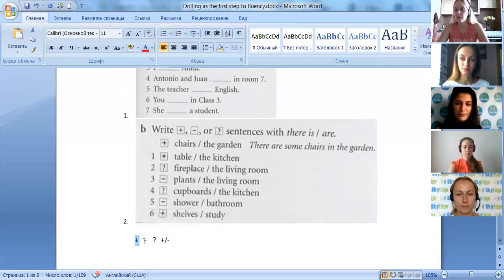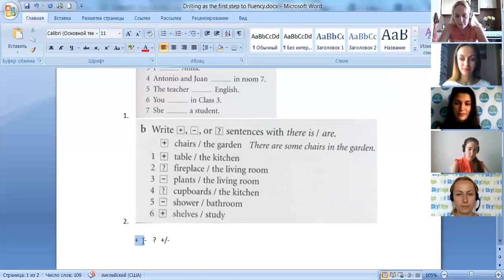Do you stress "some"? Do you say there are some chairs in the garden? Good. Can you repeat? Do we say there are some chairs in the garden? Is it good? Yes. There are some chairs in the garden. Okay, repeat this. There are some chairs in the garden. Very good. Okay, next, negative.